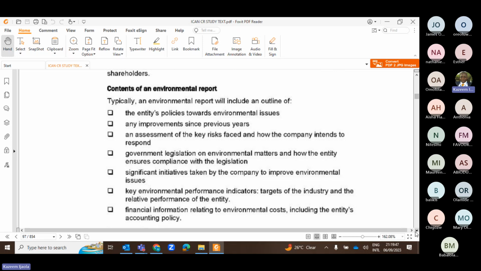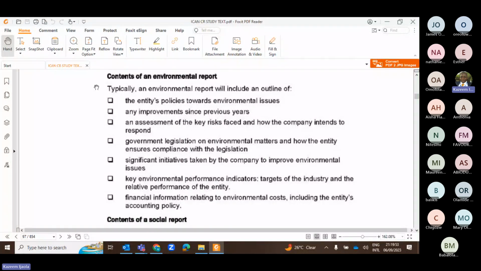So that is required. Then there is also something called environmental reports, which you also need to outline in your financial statement. An environmental report basically talks about the policy between the entity and the environment in which the company operates. Those are the contents you are supposed to have in your environmental report. So a typical environmental report contains the following. The first one is the entity's policy towards environmental issues, that is, how do you react to environmental issues? That is required in your environmental report.